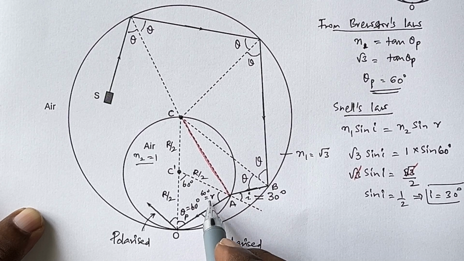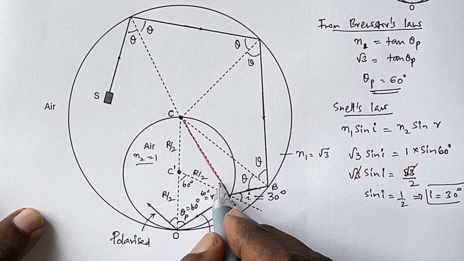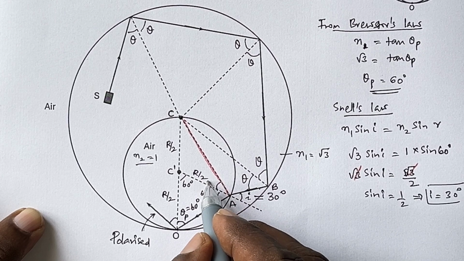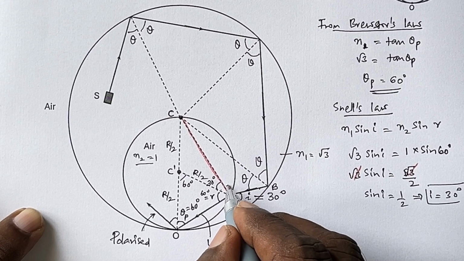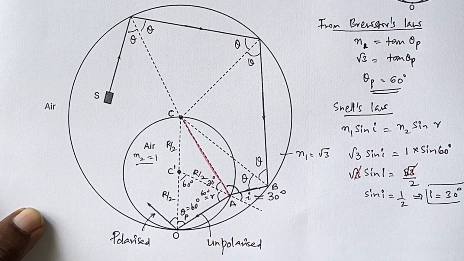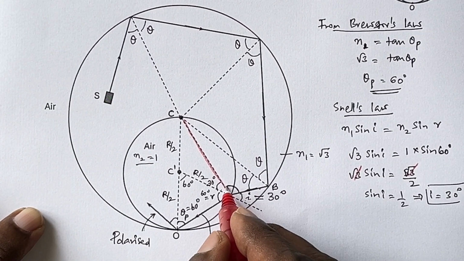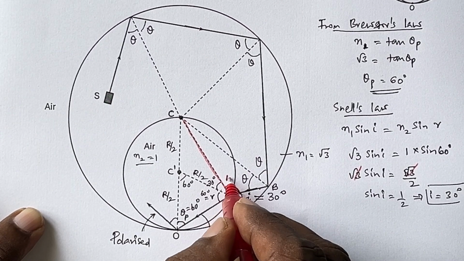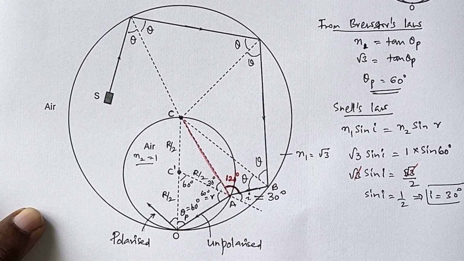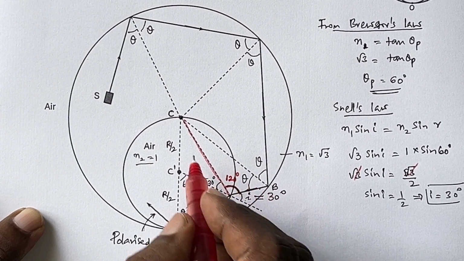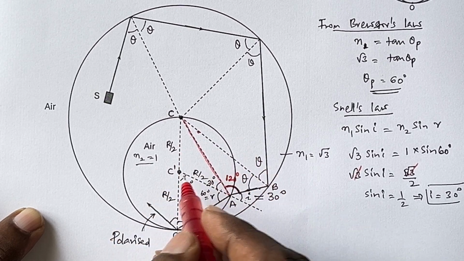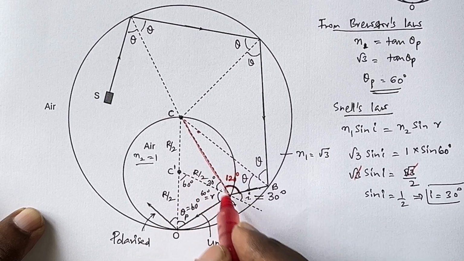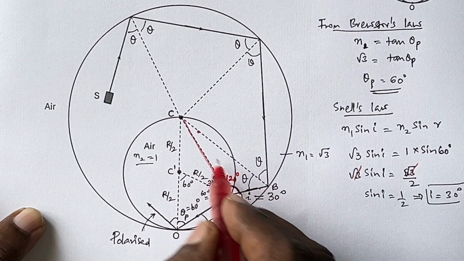Here it is 60 degrees, it is 30 degrees. So this is also 30 degrees, this is 30 degrees, this is 30 degrees. That's why this angle is 120 degrees. Right? So this is theta, this is 30, so this is 120. So this triangle we don't want. This triangle only we want.